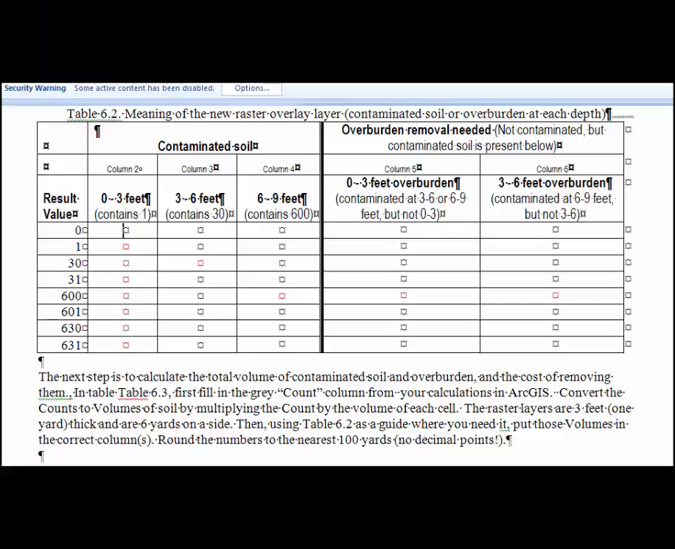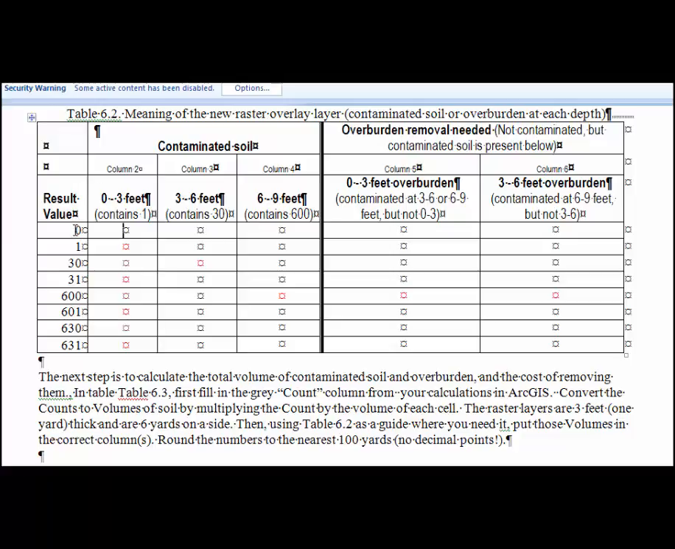I'm looking at table 6.2. Table 6.2 is a table for the logic of how we organize these. It's not a table where you're going to put numbers in the squares. We'll do that in the next table. We'll work our way through table 6.2 so that we understand how the layers stacked up, and then we'll use count with number of pixels to get volume in table 6.3.